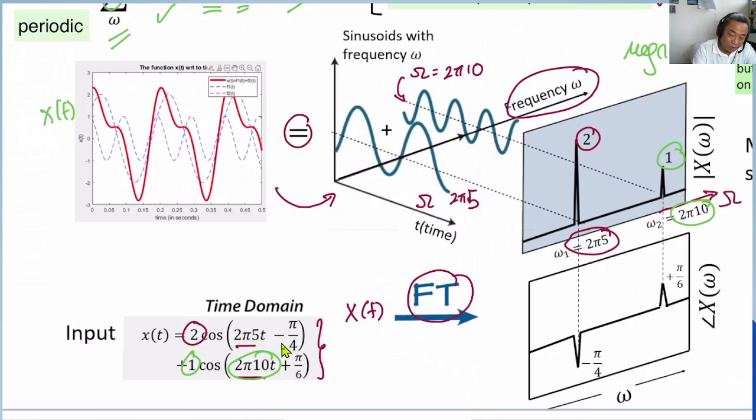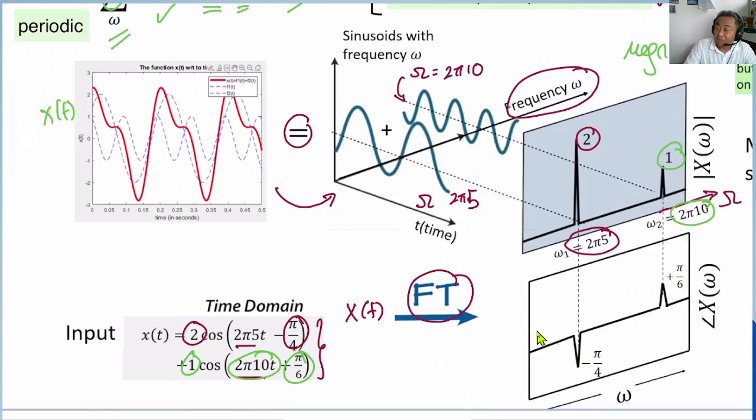So in the phase shift, for the 2 pi 5, we have minus pi over 4. At 2 pi 10, it is plus pi over 6. So look at this diagram. At 2 pi 5, we have minus pi over 4. At 2 pi 10, we have plus pi over 6. And there are no other signals here. Okay, so this diagram here is called the phase spectrum. The top guy, magnitude spectrum.